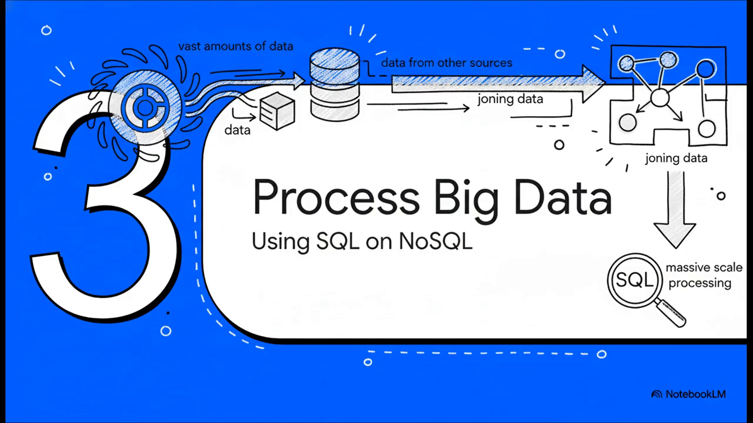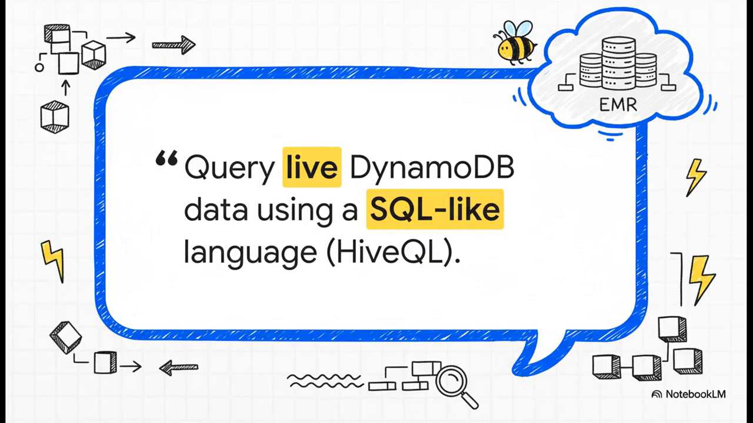Okay, so that handles analytics. But what if your needs are even bigger? I mean, what if you need to process just massive amounts of DynamoDB data, maybe even join it with data from other places? For a job that big, the tool you'll want to reach for is Apache Hive, running on Amazon EMR. And here's the real magic trick. You get to query your live NoSQL data using a language that looks and feels just like the SQL you and your team already know. You don't have to move the data first. You query it right where it lives.